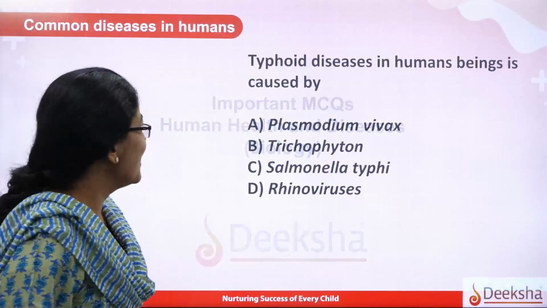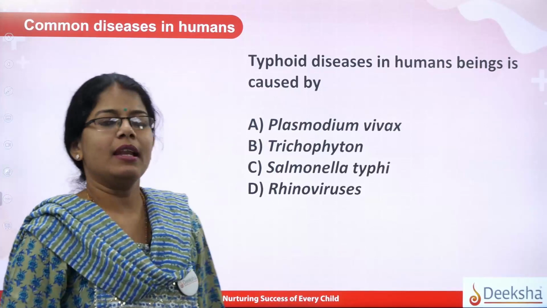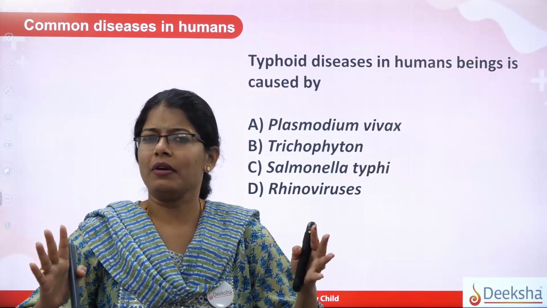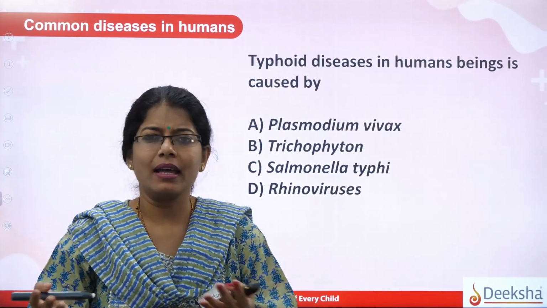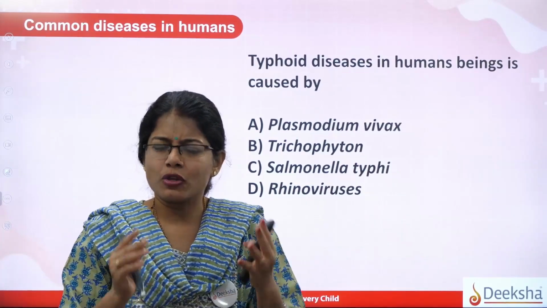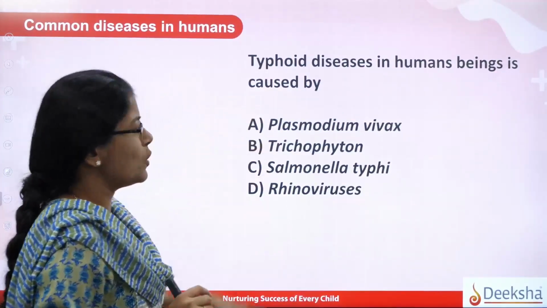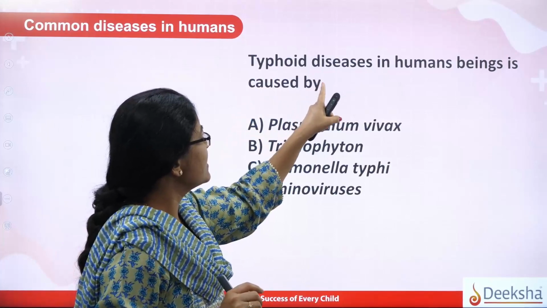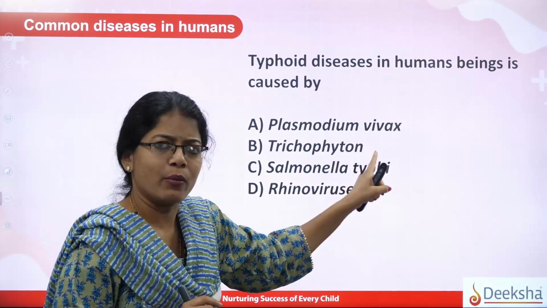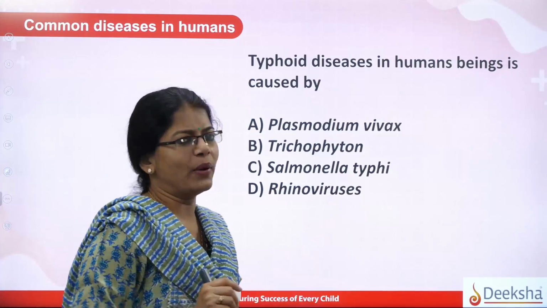Okay, let us start with the first question and the first subtopic of the chapter, that is common diseases in humans. Yes students, in this chapter we have discussed many diseases, like malaria, like typhoid, and elephantiasis, filariasis, etc. So let us throw some light on the important aspects of this chapter. The first question goes: typhoid disease in human beings is caused by. The options are Plasmodium vivax, Trichophyton, Salmonella typhi, rhinoviruses.